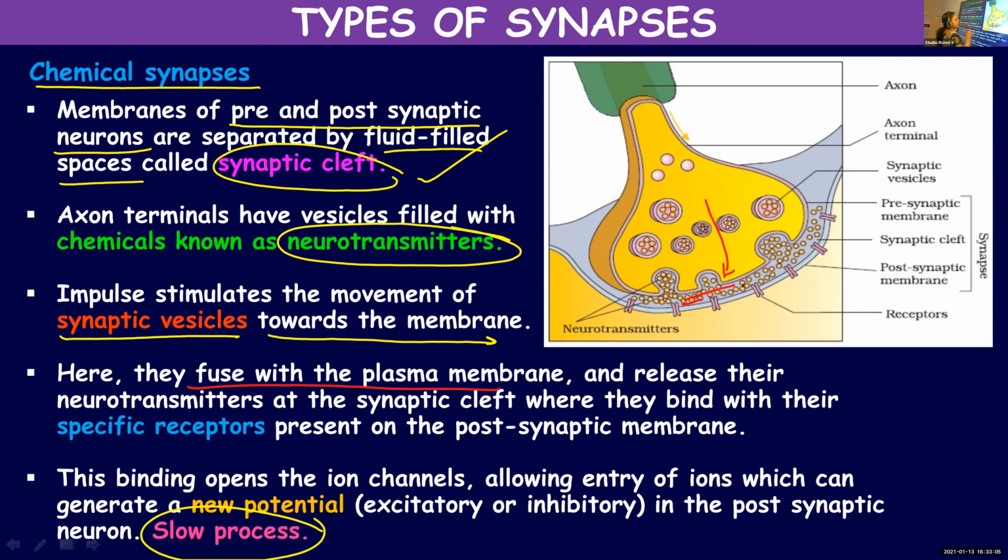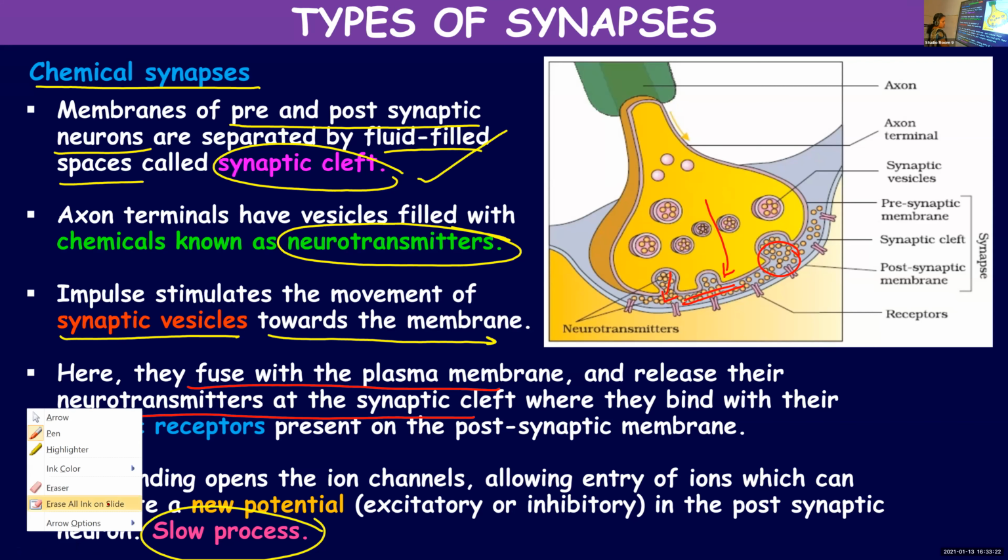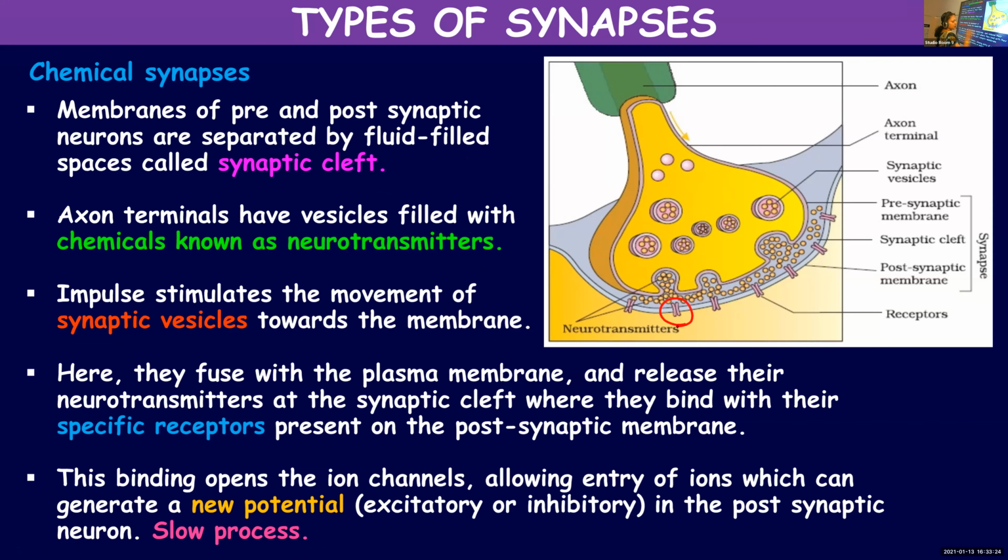See, they are fusing with the plasma membrane and they will release the transmitters into the synaptic cleft. See, they are releasing it into the synaptic cleft. And these neurotransmitters, what they do now, they'll go and bind with the receptors which are present in the postsynaptic neuron or postsynaptic membrane.